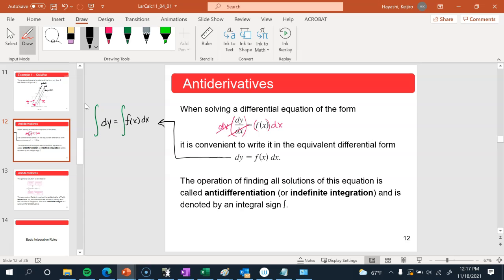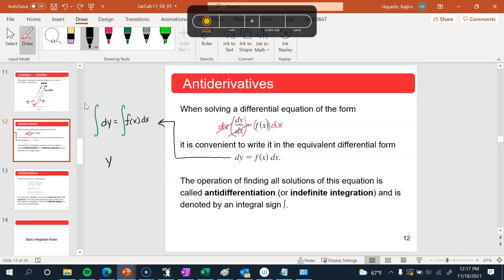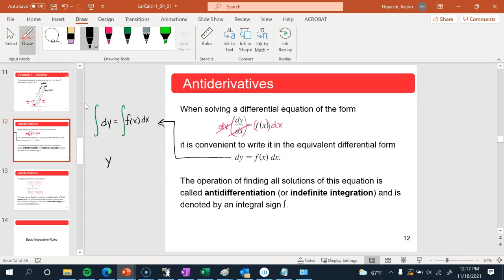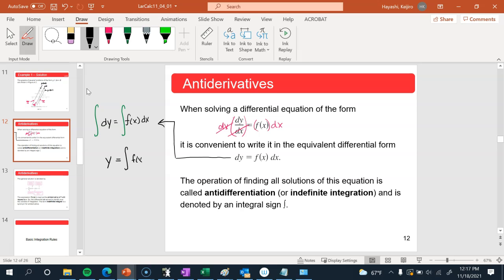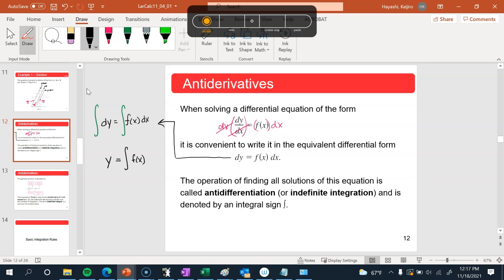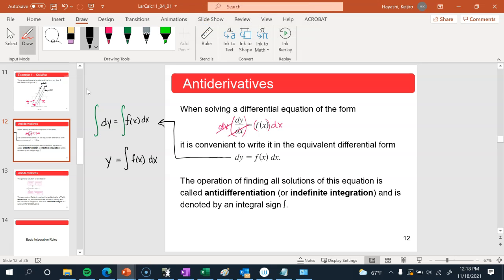What this left side is going to end up as is the original function y. Whatever this little green symbol does appears to undo, to some extent, whatever this d does, and you end up with just y. And y on the left is going to equal this sort of symbol with f of x on the inside, dx.